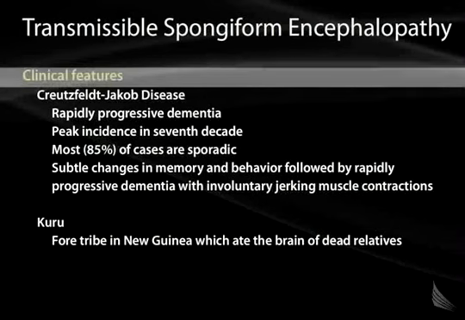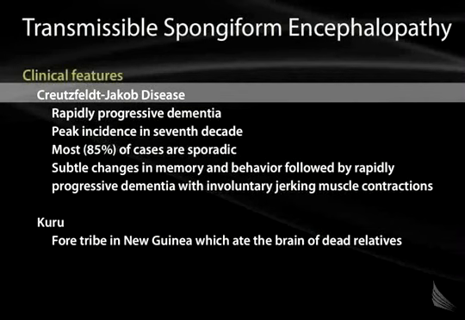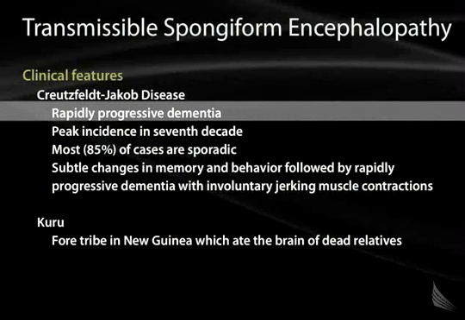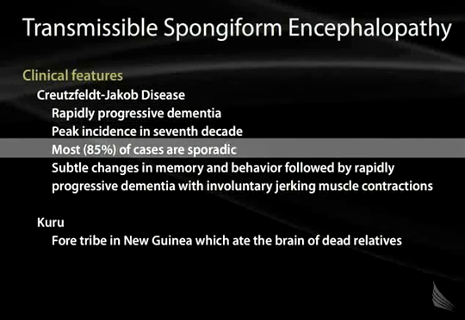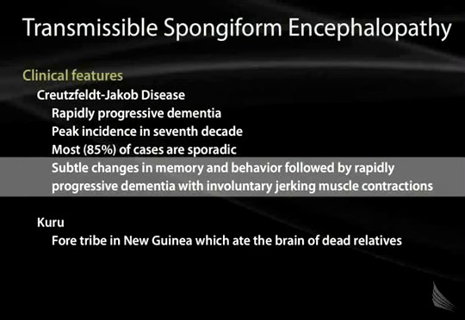The clinical features of CJD, or Creutzfeldt-Jakob disease, include the rapidly progressive dementia, usually occurring in the 7th decade. Most of the cases are sporadic, although there have been cases of mad cow disease where there has been ingestion of infected beef and that beta-pleated sheet form has infected the normal alpha helix protein in the person who digested the infected beef. Subtle changes in memory and behavior are followed by rapidly progressive dementia with involuntary jerking of muscles called myoclonus.